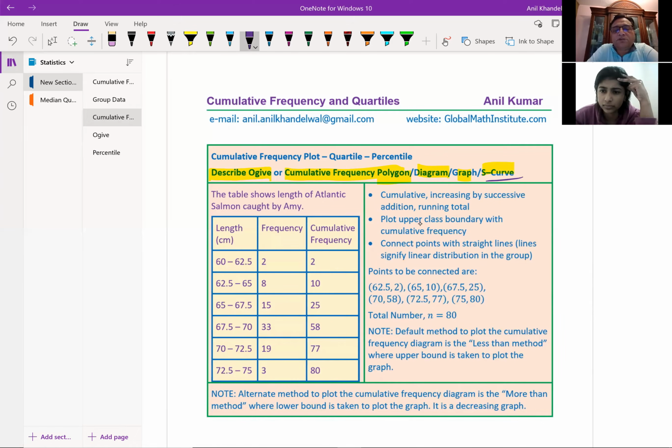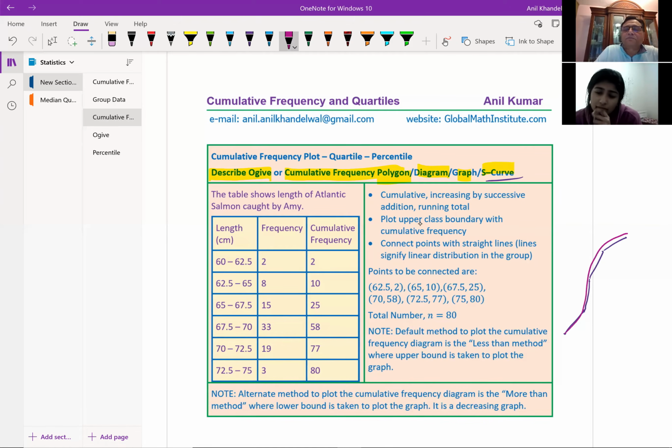When we do 60 to 65, if we get these data elements, then I'm going to join them with a straight line, not with a curved line. You get my point? The cumulative frequency diagram will be a straight line, not a curved line.